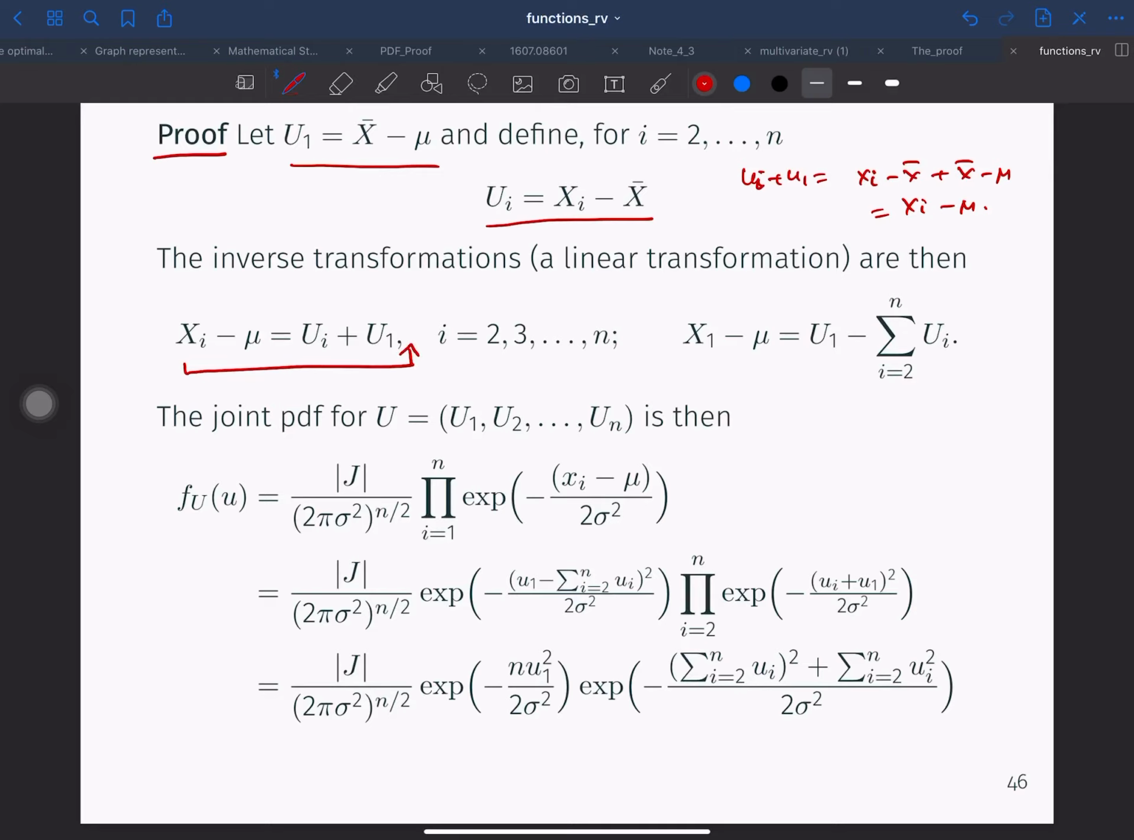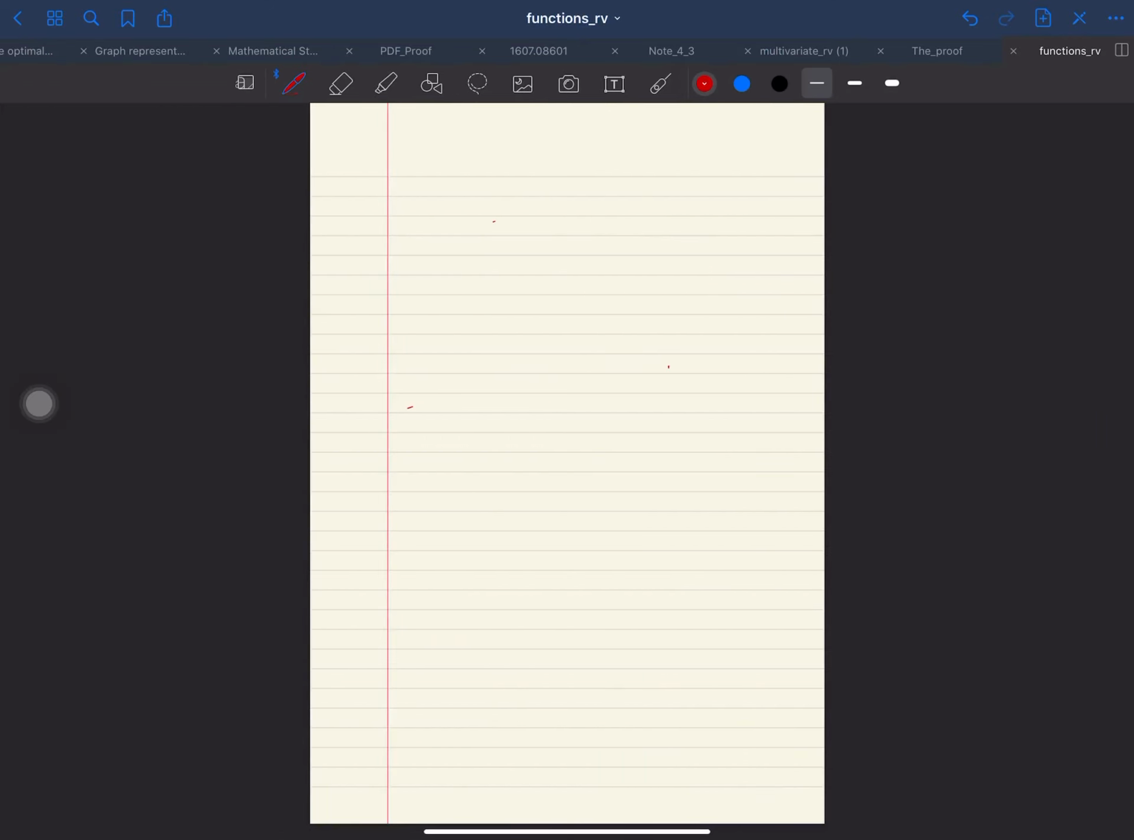And then next, x1 minus mu can be written in terms of u1 minus a linear combination of the ui. And so let's check that. So what we have here is that u1 minus the summation of the ui, i from 2 up to n, can be written as x bar minus mu minus the summation i from 2 up to n of xi minus x bar.